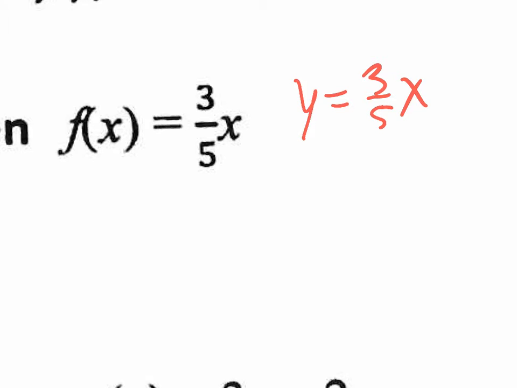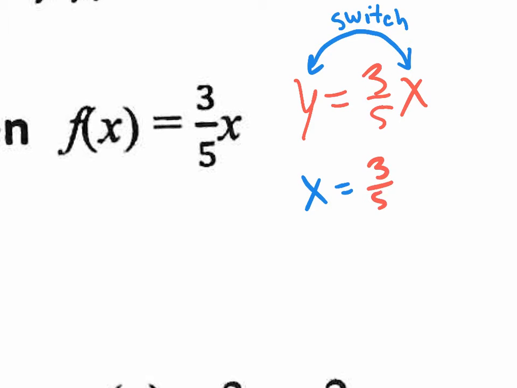And how do we actually find the inverse? Switch the x with the y. You just magically switch them. So what do we have? We have x equals 3/5 y. So we magically switched x and y, but what else do you do besides switching x and y?